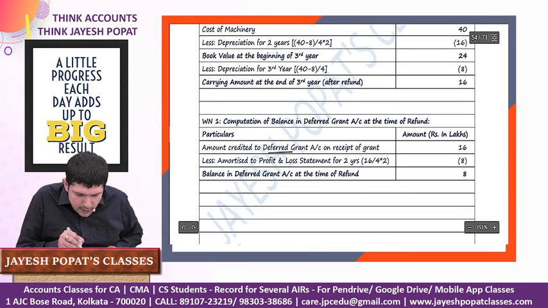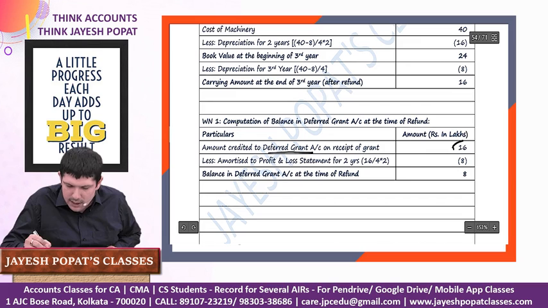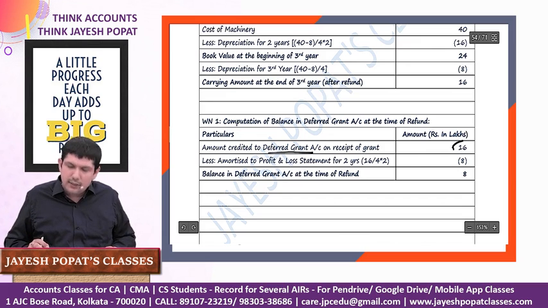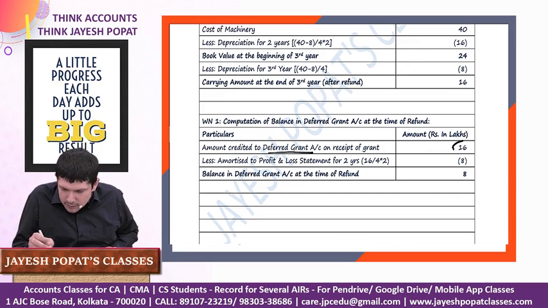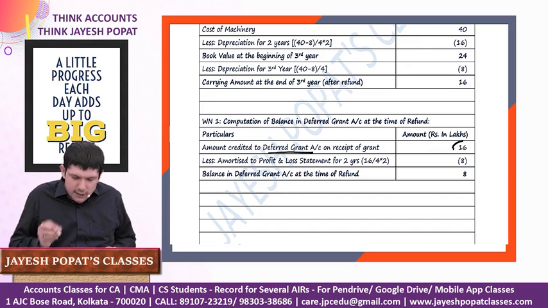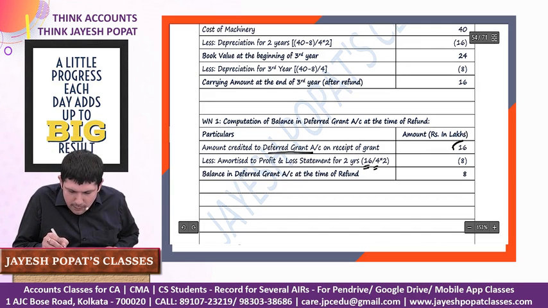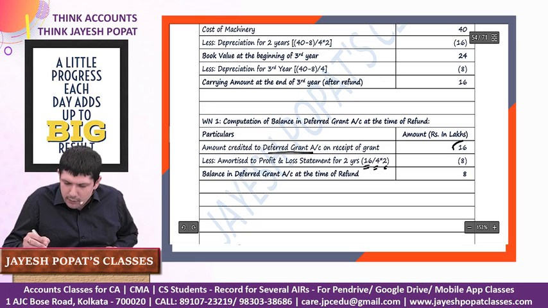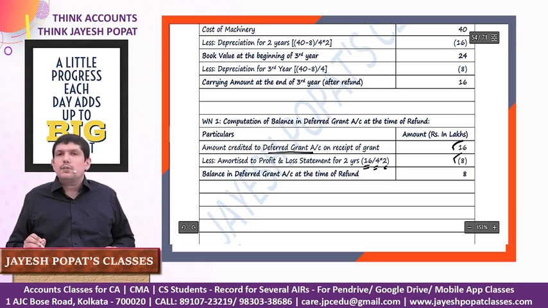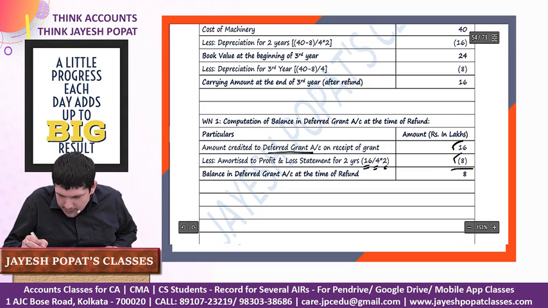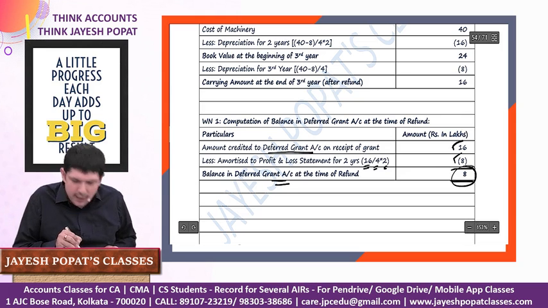The amount which was credited to the deferred grant is rupees 16 lakh, because 16 lakh worth of grant we had received, right? This is for 4 years. The useful life of the asset is 4 years. So 16 lakh divided by 4 into 2, right? We would have credited 8 lakh rupees to the PL, and at the end of the second year, there is a balance of 8 lakh rupees in the deferred grant account.